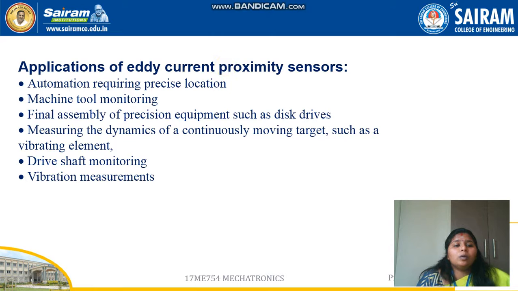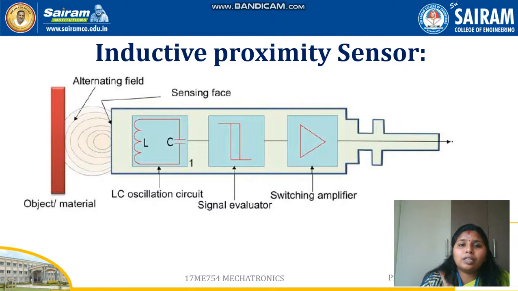So when we look at the applications of the eddy current proximity sensor, it may be automation requiring precise location, machine tool monitoring, final assembly of precision equipment such as disk drives, measuring the dynamics of continuously moving targets such as vibrating elements, drive shaft monitoring, and vibration measurements. So these are some of the applications of the eddy current proximity sensor.